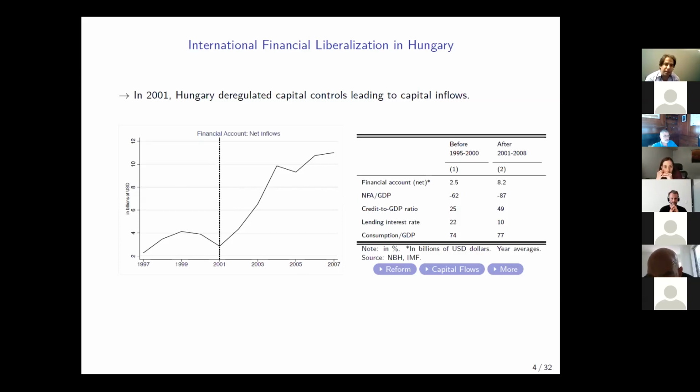If you look at the other macro objects that you would like to see in a financial liberalization, everything goes the way that you expect. Basically, the net foreign assets decrease, you get an increase in the credit to GDP ratio, the interest rate drops by 12 basis points, and of course you see a sizable increase in consumption to GDP coming from this idea of consumption smoothing that is going to be very important when we understand the expenditure effect. So that's basically the reform, and what we're going to do is to see changes before and after this cutoff.